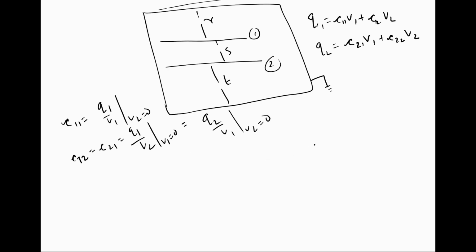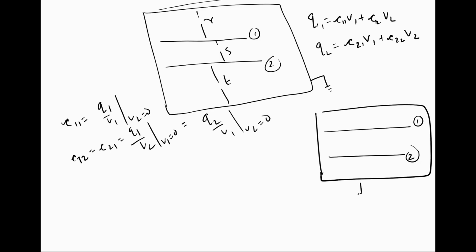So let us say that in our picture we will take this parallel plate capacitor. This is plate 1, this is plate 2, and this is the metallic enclosure which is grounded. So we will ground this plate 2 also. This is R, this is S, and this is T. We will assume that this is charge Q1, this is charge Q2, and this is potential V1, and this is potential V2, which is as of now 0.